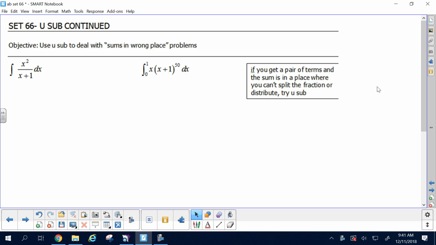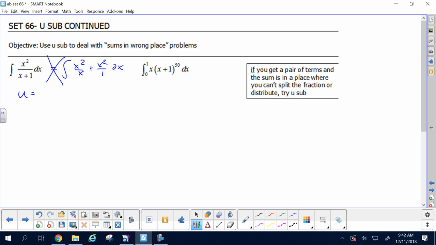Now, here's what I mean. This guy. Is it okay to split this into two separate fractions if the sum is in the denominator? No, that's 100% not true. That's a violation of a rule of math. The sum in the denominator cannot be split. That said, we need to do something. Well, that's where u-sub comes in.